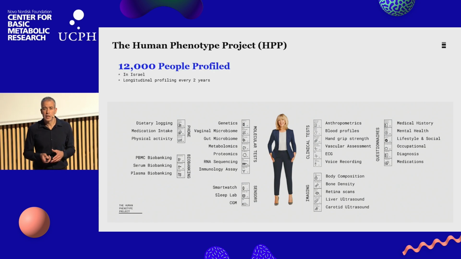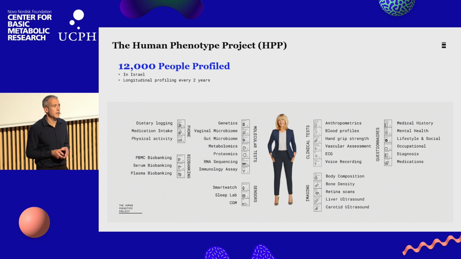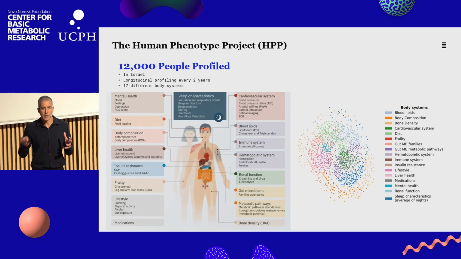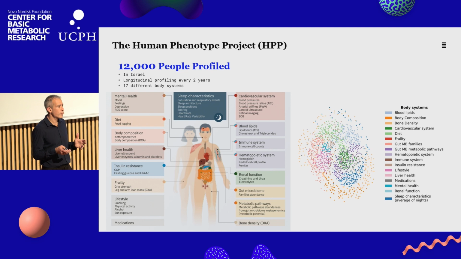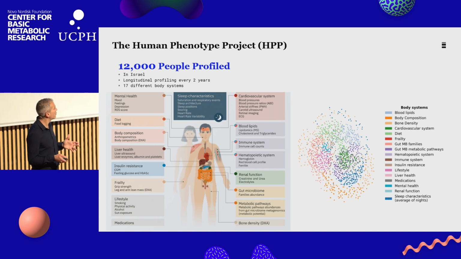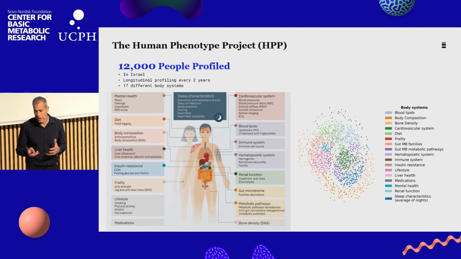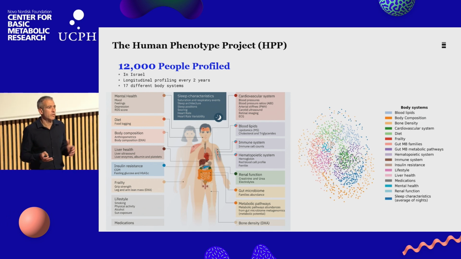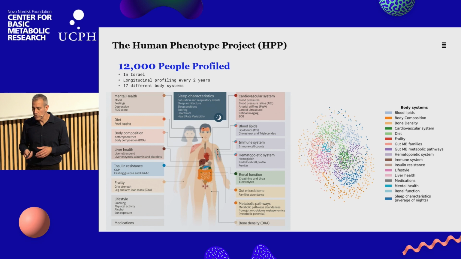All of this we did on over 12,000 people in Israel. It's a longitudinal cohort. People get profiled every 2 years. We can look at this data also and partition it by body systems. We're profiling 17 different systems of the body. On the right-hand side, you can see also a very global map of how the features of different body systems relate to each other.